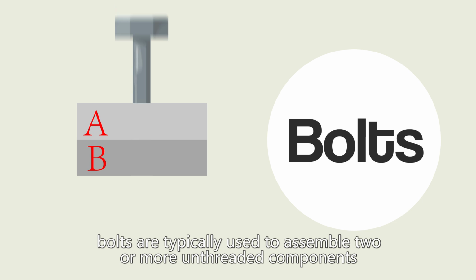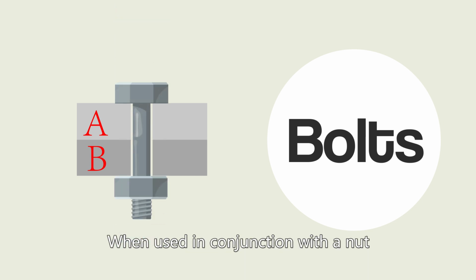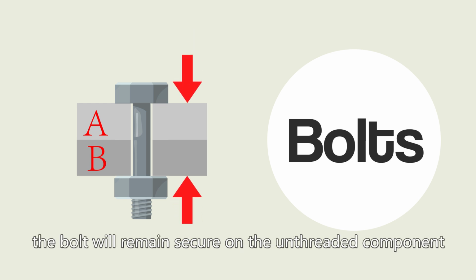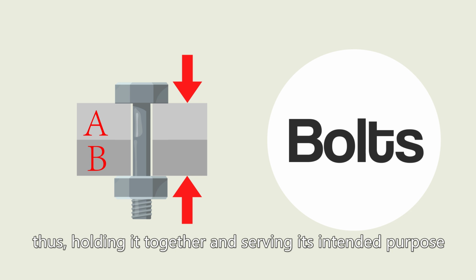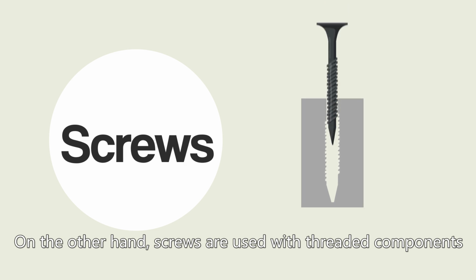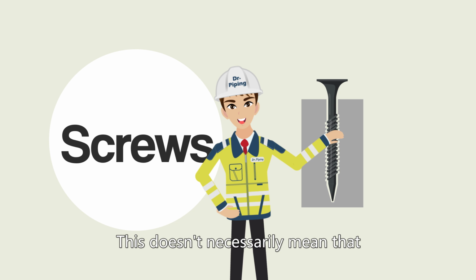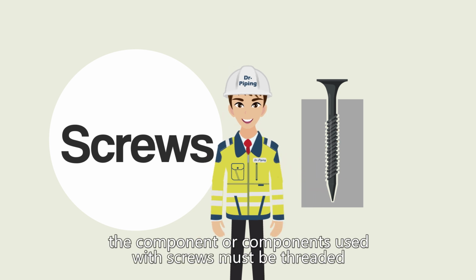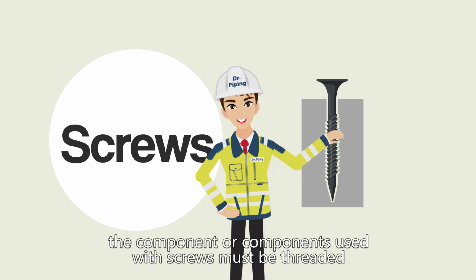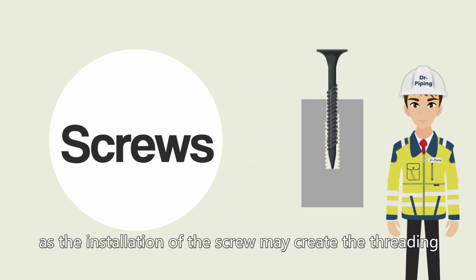Bolts are typically used to assemble two or more unthreaded components. When used in conjunction with a nut, the bolt will remain secure on the unthreaded component, thus holding it together and serving its intended purpose. On the other hand, screws are used with threaded components. This doesn't necessarily mean that the component or components used with screws must be threaded, as the installation of the screw may create the threading.